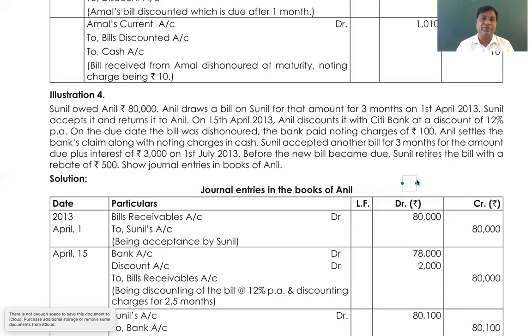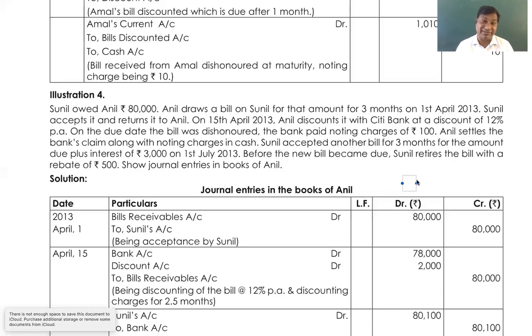So Sunil accepts another bill for 3 months for the amount due plus interest. He writes another bill, but Anil said, nothing doing, you have to pay the interest for 3 months. For the first 3 months I didn't charge any interest because you promised me to pay in 3 months, but you want another 3 months, so you have to pay interest. How much, sir? 3,000. So 3,000 extra he has to pay.